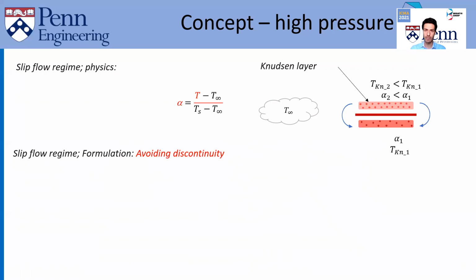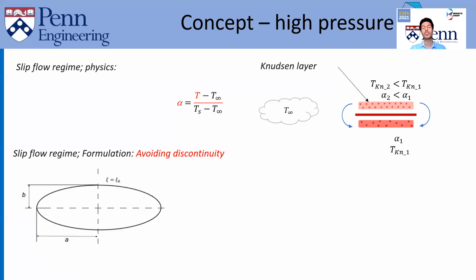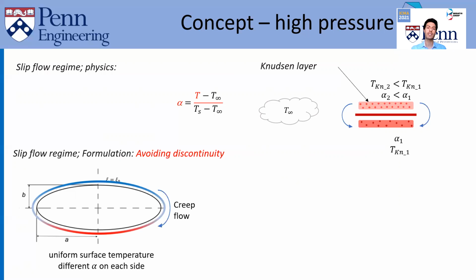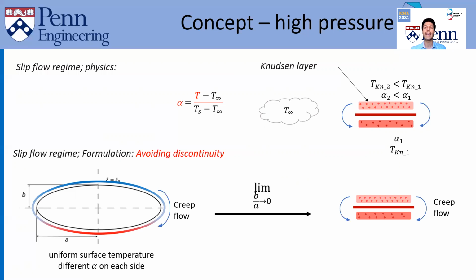So what we did, and you can read about it in the paper that I cited earlier in the video, is that we avoided the discontinuity by first assuming an oblate spheroid with a difference in the accommodation coefficient of the two sides, and finding the temperature gradient in the Knudsen layer around this spheroid. Now we can find the thermal creep without any discontinuities. And then we took the limit of the small radius over the large radius going to 0. And essentially we found the solution to our physical problem through this step of mathematical problem solving for the discontinuity.